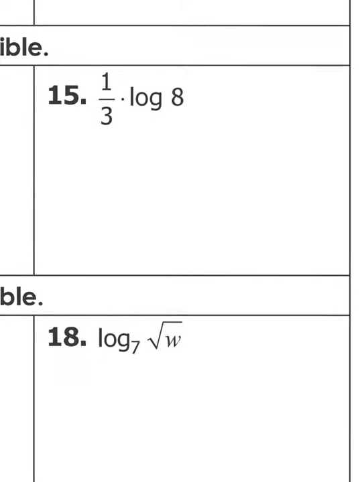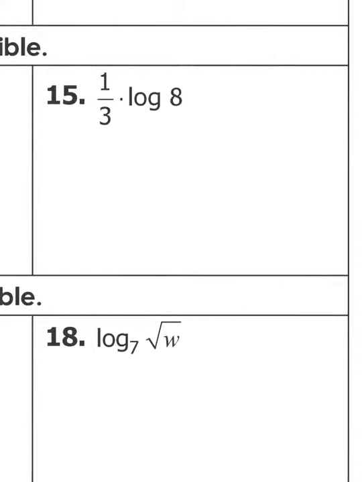And then for 15, we're going to loop the 1/3 up here, so we get log of 8 to the 1/3. How about 1/3? Okay, so you cannot leave a fractional exponent. This can be simplified. Remember, when you have a fraction in the exponent, it means you have a radical. The denominator of that fraction is the index of that radical. The numerator is what this base is raised to.